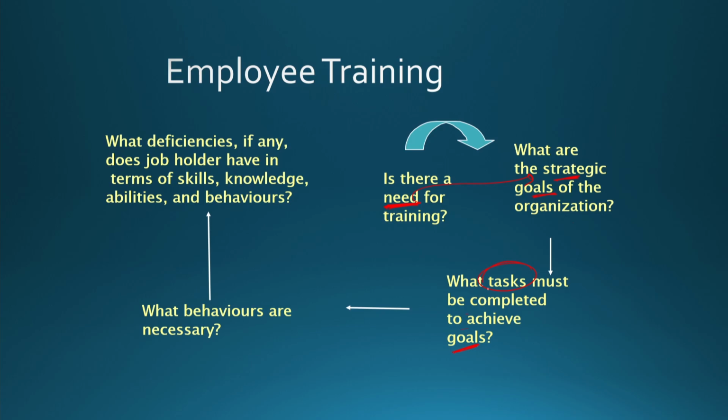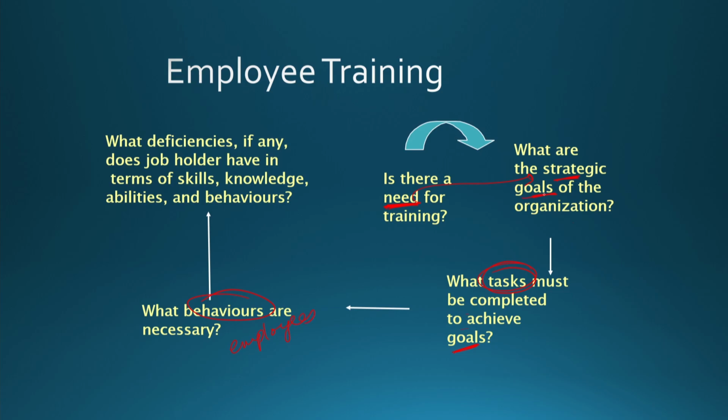So we are not talking about what jobs are to be done. In order to do these jobs, what behaviors are necessary on the part of the employees? So what behaviors do employees need? See the connection, students.